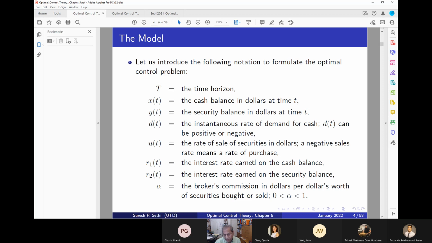R1T is the interest rate earned on cash balance. So I'm actually giving a little bit of interest. It could be zero. In the Miller and Orr case, it is zero. R2T is the interest rate earned on the security balance. In the Miller and Orr case, it's a bond or a savings account. Alpha is the broker's commission, and this is proportional. So this is where this paper departs from the Miller-Orr paper.